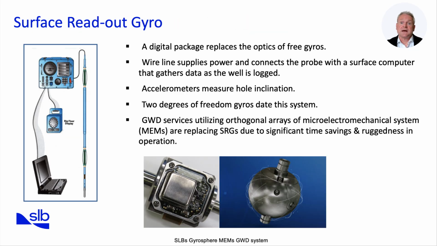In a surface readout gyro, a downhole electronics package replaces the camera angle unit and timer. A wire line supplies power and connects the probe with a surface computer that monitors probe performance and prints survey data as it is gathered. Accelerometers are used to measure hole inclination. However, the system still relies on conventional 2-degree of freedom gyros for directional data.